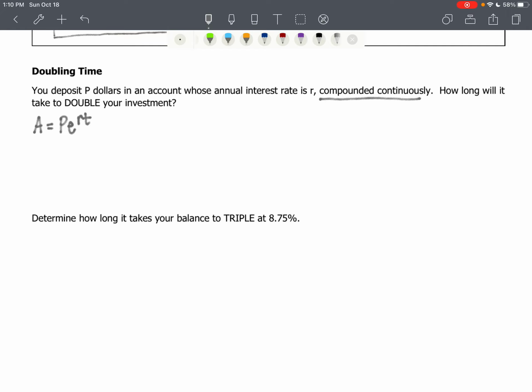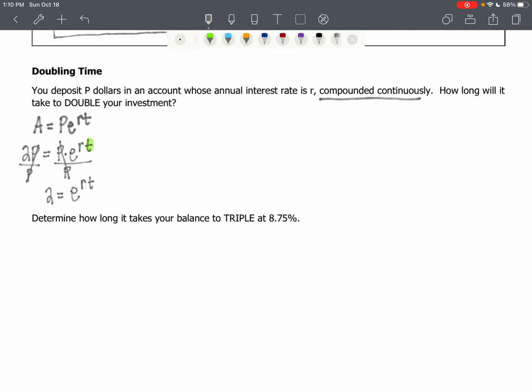Now if I want to double my investment, that means my end amount needs to be twice what I started with. So 2P equals P times e raised to the RT power. Now I want to solve for how long, so I want to solve for T. I need to isolate the base that contains the exponent of T, so I'm going to do that by dividing both sides by P. The P's cancel on both sides, and we get 2 equals e raised to the RT power.